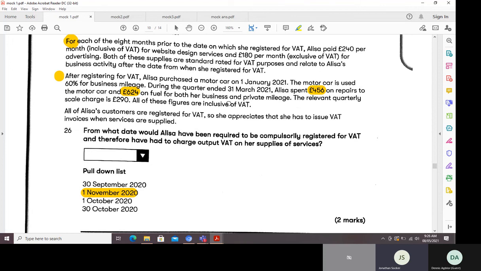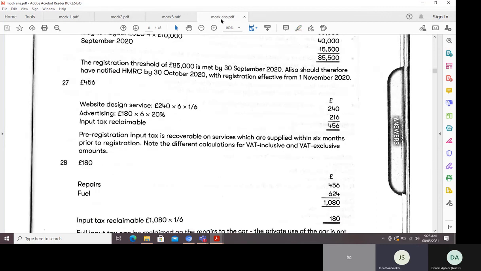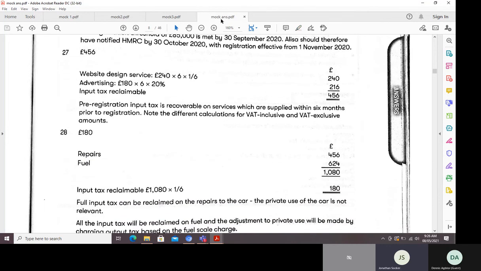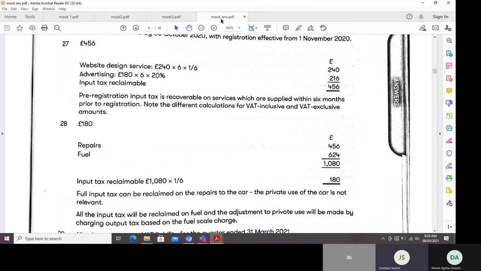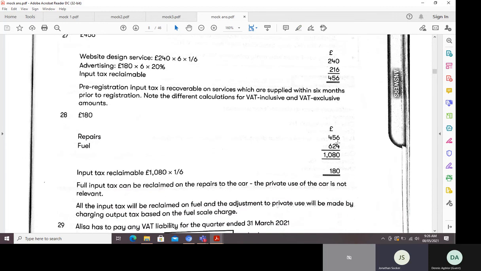So are these figures inclusive? Yes, they say all the above figures are inclusive. Right. So there's 456 by 1/6, 624 by what? 1/6. That's question 28. Okay. So each of these will go for 1/6. So in that case, we can add the two and multiply by 1/6 to give us 180.